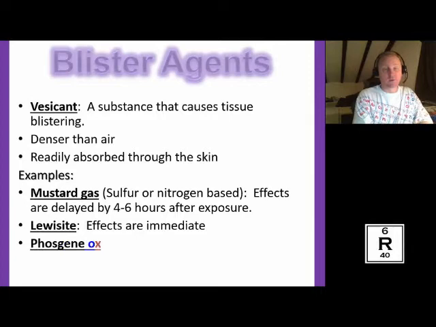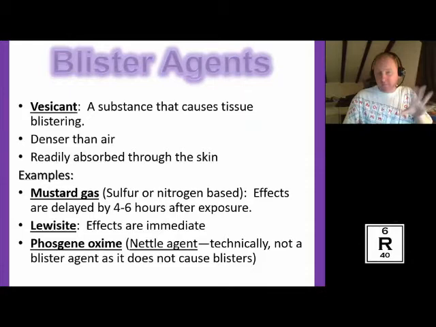Phosgene oxime is another commonly used blister agent, but technically it's not really a blister agent because it does not actually cause blisters. It causes chemical burns, so they call that a nettle agent, but we're going to group it in with the blister agents for all intents and purposes. That's another example of these guys. These cause these bad chemical burns.